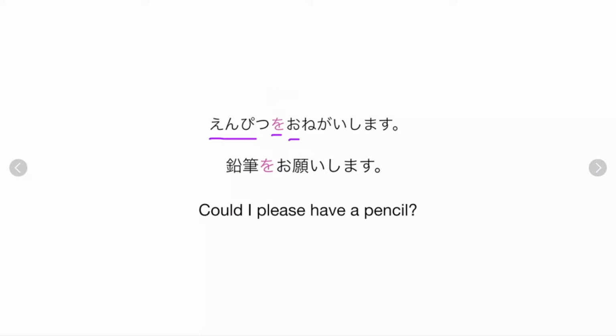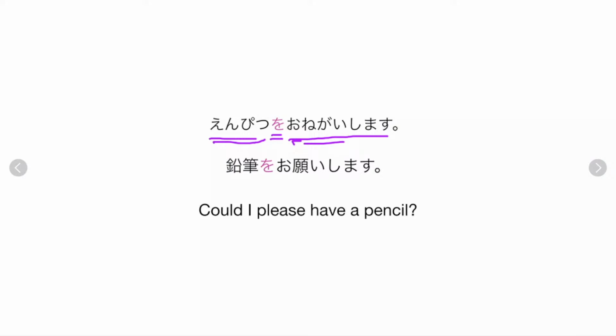Enpitsu o onegai shimasu. Okay, so here negau is a verb which means to request. Negai shimasu is making it polite, and then the o is making it really polite. So onegai shimasu is I request of you a pencil. Enpitsu o onegai shimasu. I request of you a pencil, which is could I please have a pencil?